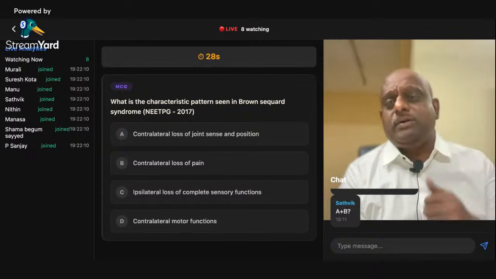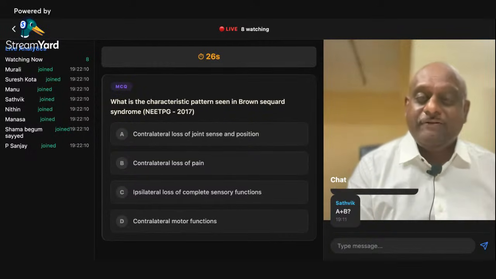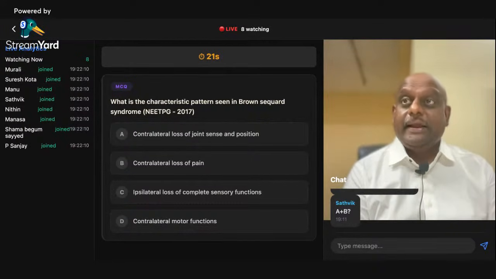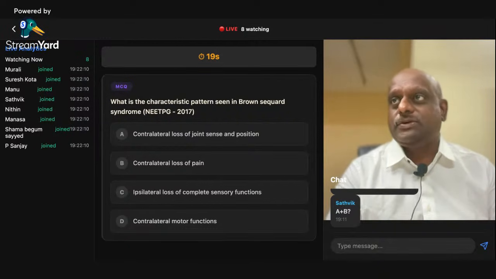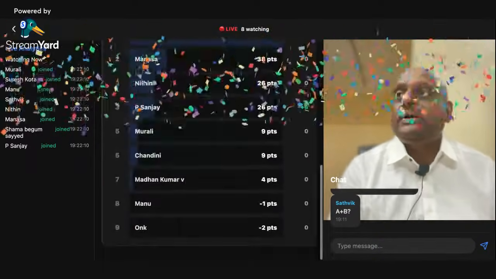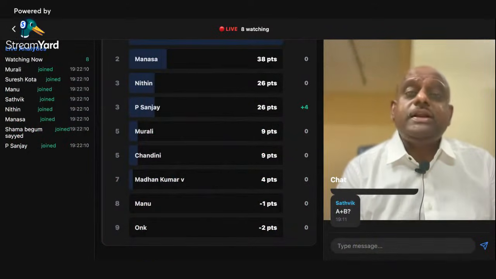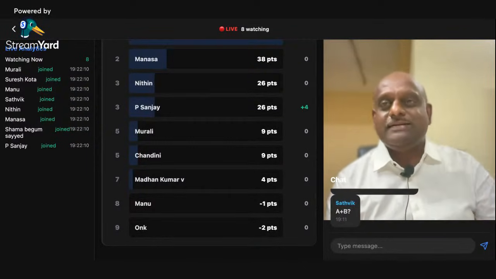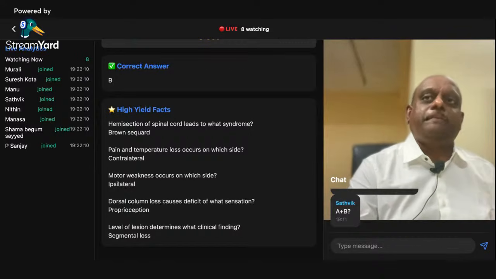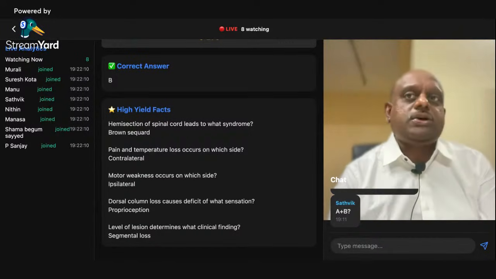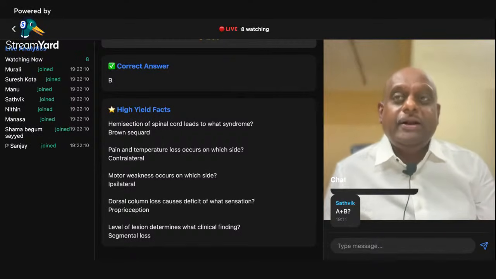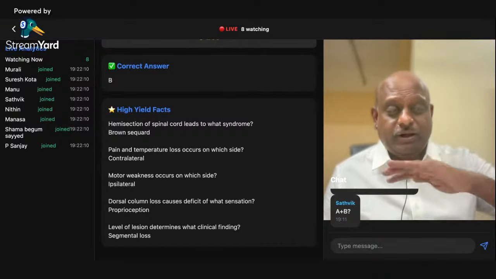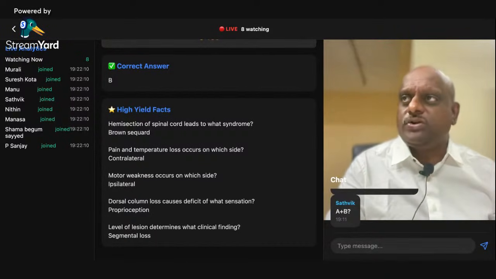Now, what is the characteristic pattern which you see in Brown-Sequard syndrome, where there is a hemisection of the spinal cord? Very good. So there is a contralateral loss of pain because the spinothalamic tract undergoes decussation. The pain and temperature loss is contralateral, motor weakness is ipsilateral, and the dorsal column is the one which brings the proprioception. And the level of the lesion will make you know where the hemisection was, is what you have to remember.